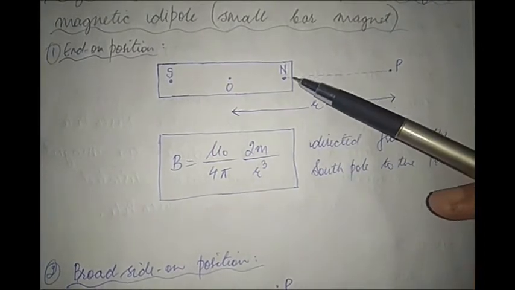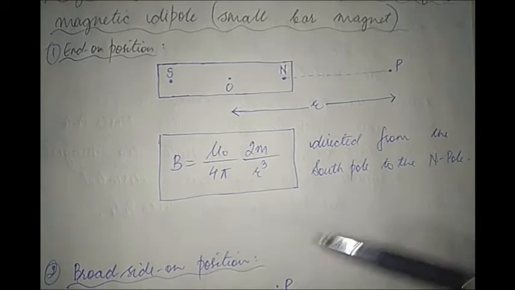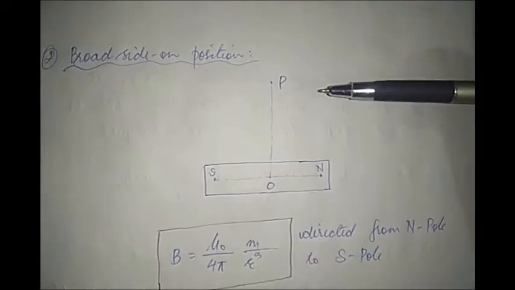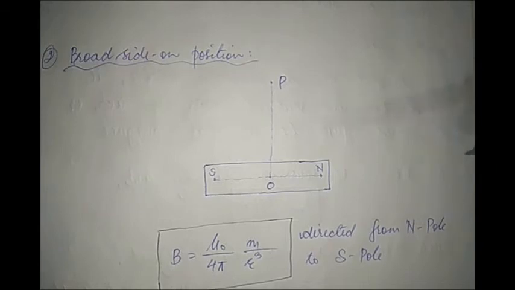M, of course, is the magnitude of one of the poles, and its direction will be from the South Pole to the North Pole. Likewise, the magnetic field intensity at the broadside on position of a bar magnet will be mu naught by 4 pi, m upon r cube, directed from the North Pole to the South Pole.